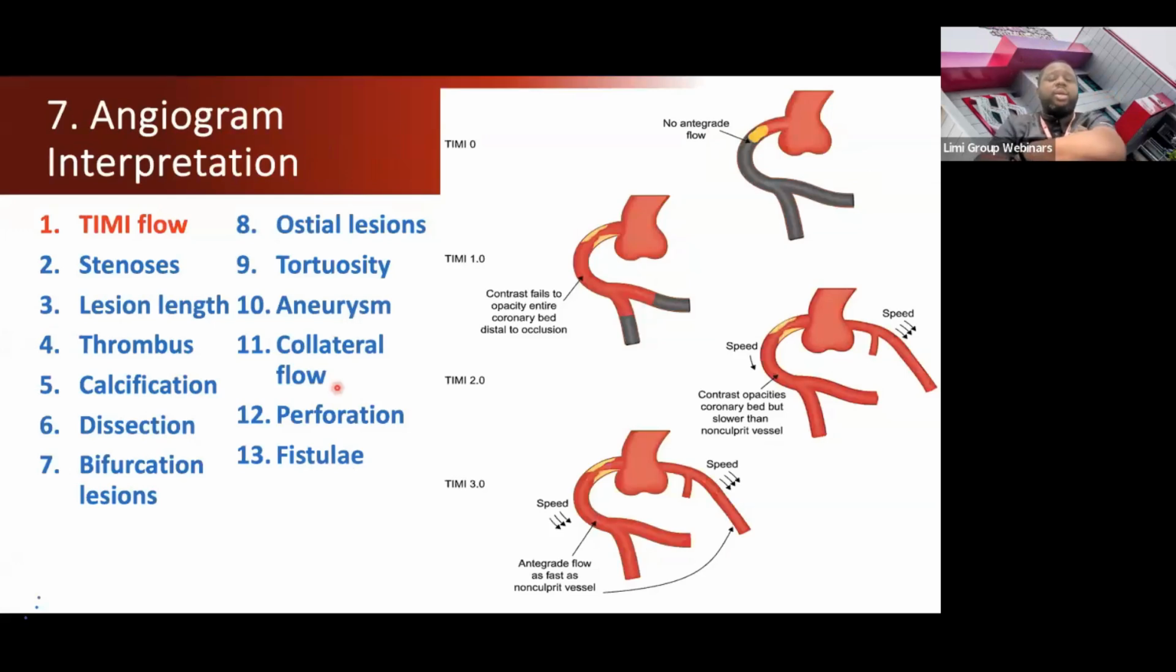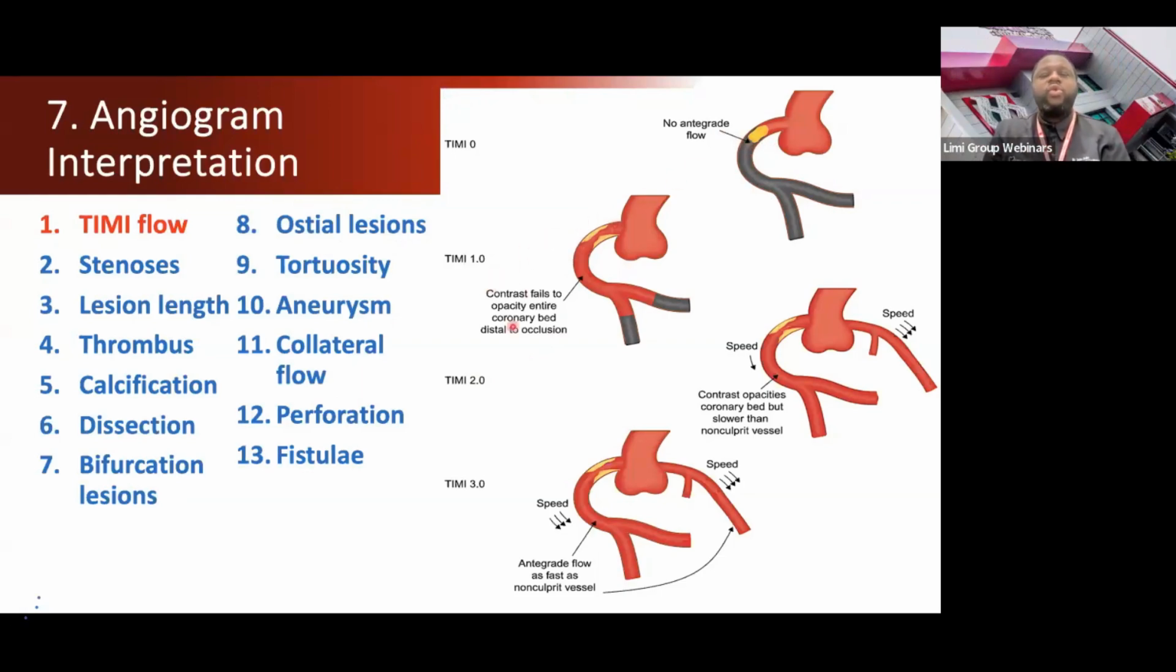We now define the flow in angiograms into 4 grades using the TIMI flow system. TIMI 0, no antegrade flow. That is total occlusion, and this is what we see typically in an acute MI. I will show you some examples of acute MI that I've done recently, so that we can appreciate that it's happening in Nigeria. Different patients, some with quote unquote ulcer, and then we went there and we saw 100%.